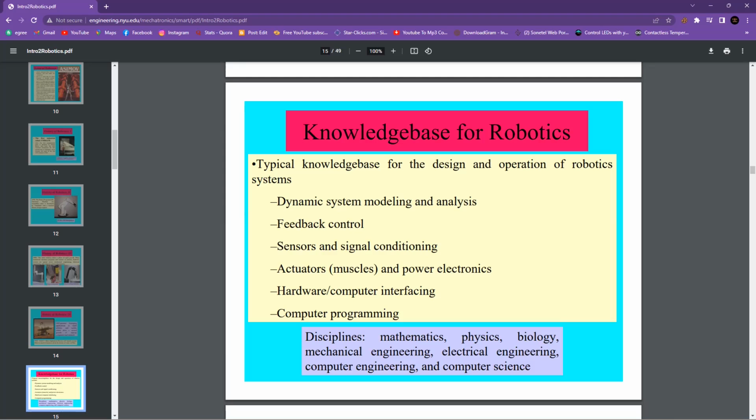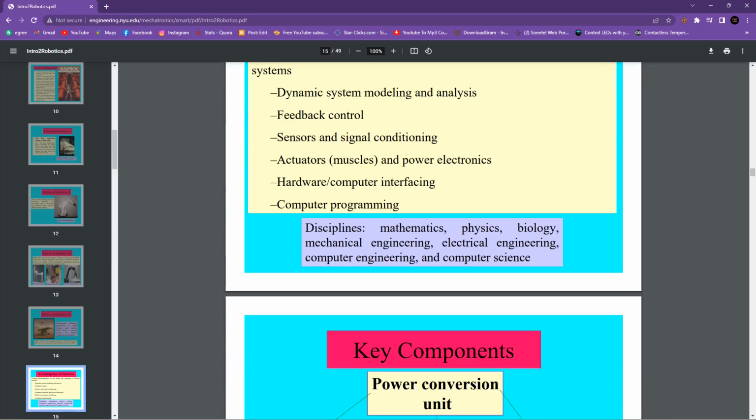Knowledge base for robotics. A typical knowledge base for the design and operation of robotic systems includes dynamic system modeling and analysis, feedback control, sensor and signal conditioning, actuators and power electronics. We also have hardware or computer interfacing and computer programming. Some of the disciplines used in robotics are mathematics, physics, biology, mechanical engineering, electrical engineering, computer engineering, and computer science.